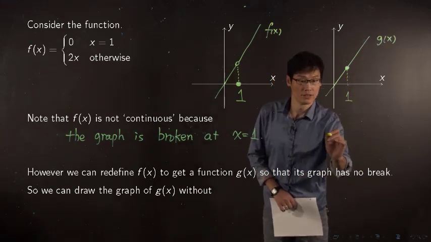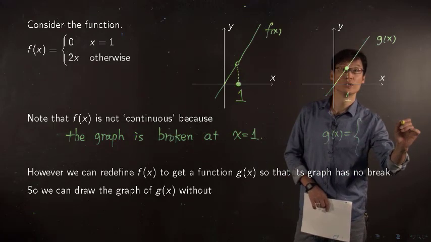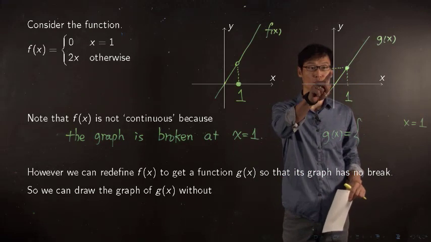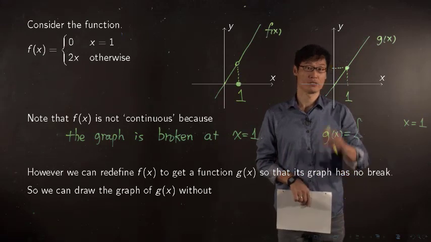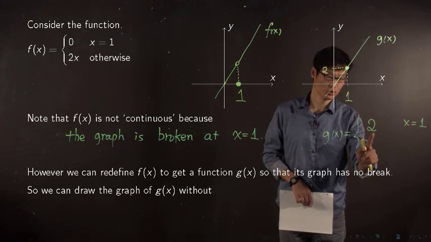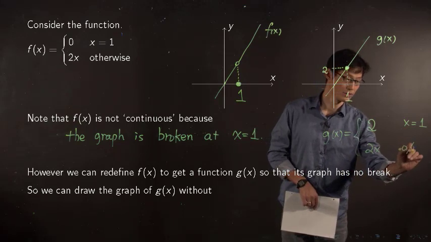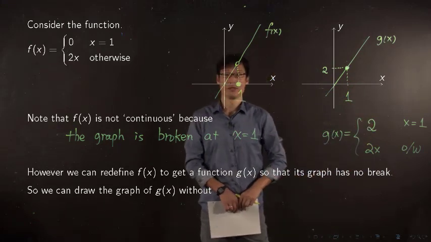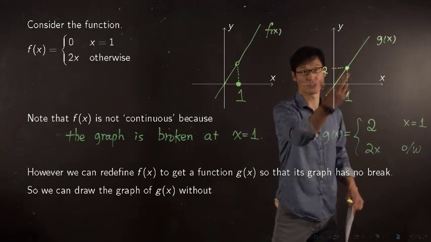Well, we can declare the function value is exactly the value so that this point is on the line y equals 2x. So namely, this is 2. So we define g has value 2 when your x equals 1, and then 2x otherwise. Well, this is simply y equals 2x. So we can redefine this function to have a continuous function like this.